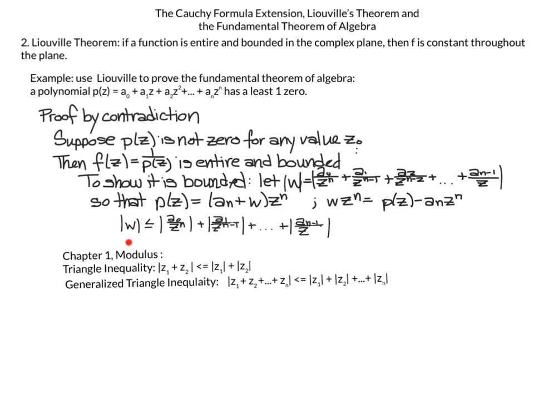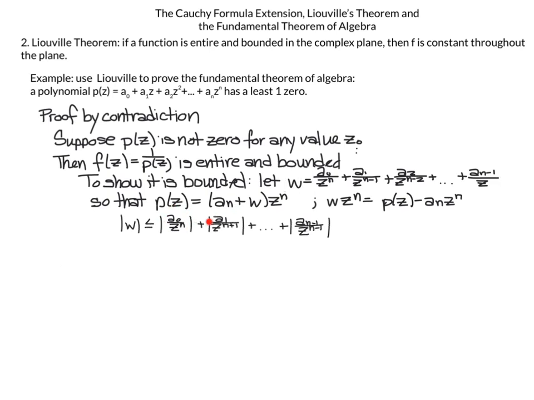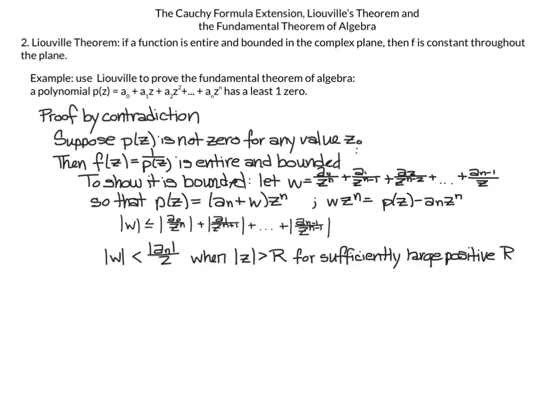So in other words, the modulus of w is less than or equal to the modulus of a naught over z to the n, plus the modulus of a1 over z to the n minus 1, all the way up to a n minus 1 over z. As we plug in larger and larger values for z, at some point each of these terms becomes bounded. And in fact, there will be some value R such that when we plug in a complex number z with modulus greater than R, the modulus of w is going to be less than modulus a n over 2. Remember, we can get arbitrarily large values of z to the n plus 1, which makes this arbitrarily small. So there's going to be some point where this modulus w is less than modulus a n over 2.